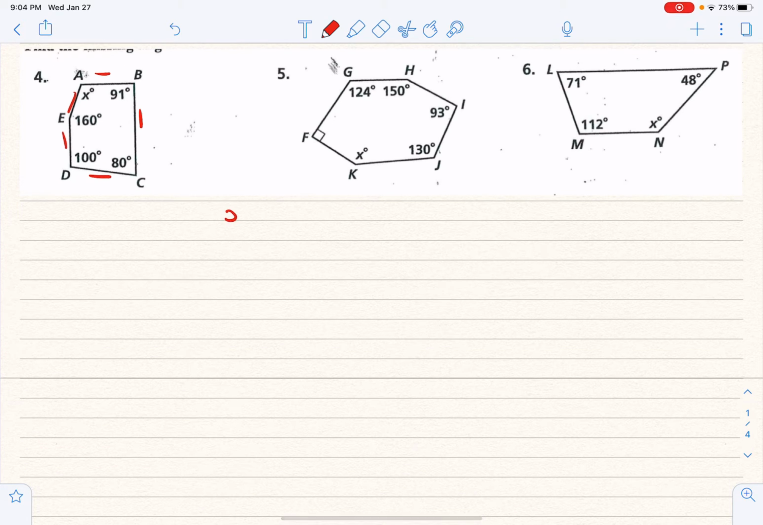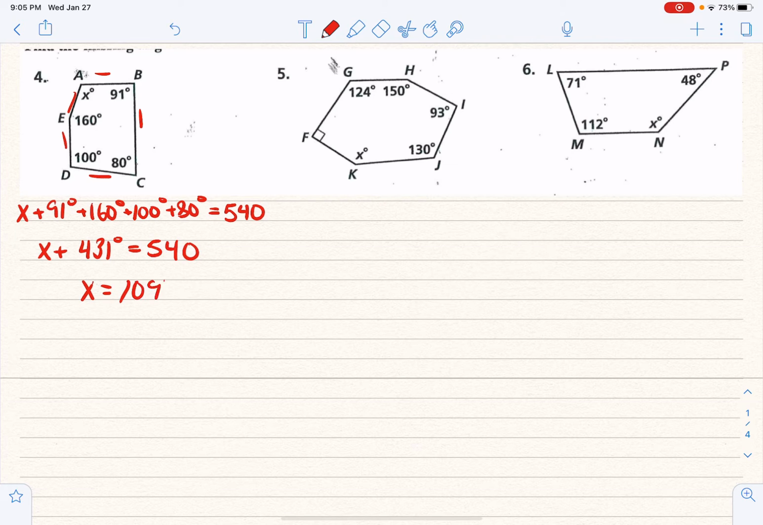Okay, so I say, well, the total is 540, and I've got x and 91 degrees and 160 and 180, right? I think that's all. Yes. And so what that ends up being is x plus, well, let's see here, 160 and 100 is 260, 80 more would be 340, and then 91 on top of that would be 431. So x plus 431 is 540. We subtract the 431 from both sides, and we get that x is equal to 109.